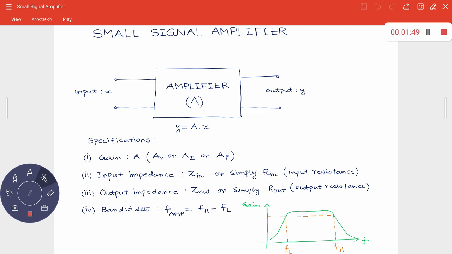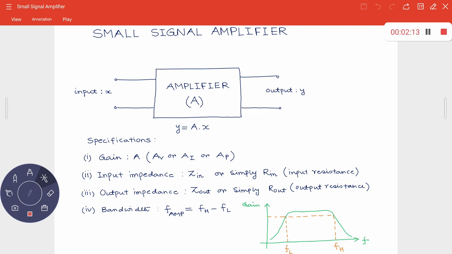Amplification, as you understand, means you have some input X being provided, and when this input gets amplified, you have some output Y. The relationship between Y and X is nothing but Y is equal to A times X. As simple as that. Y is equal to A times X. Now, your X can be anything.